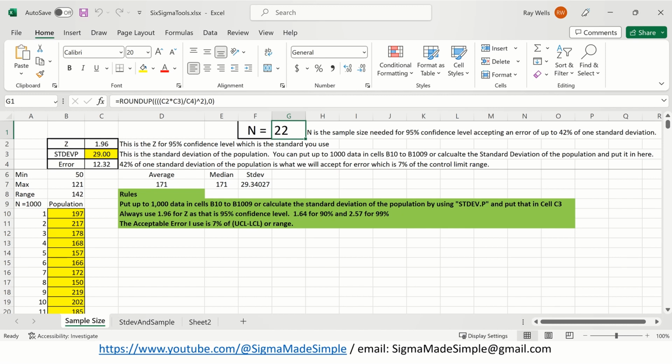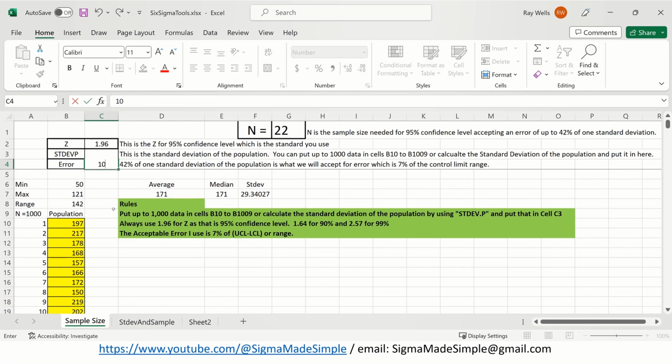But what we're going to do here is we're going to change some of these things. I'm going to change the error just so you see what happens to the 22 here. I'm going to change the error to a 10. And then you can see if I'm willing to accept 10 points in error, which is less than what we had before, my N value goes up. Now, if I'm willing to go to 15, if I'm willing to expand my error, my amount that I can be off, then it gets reduced to 15.